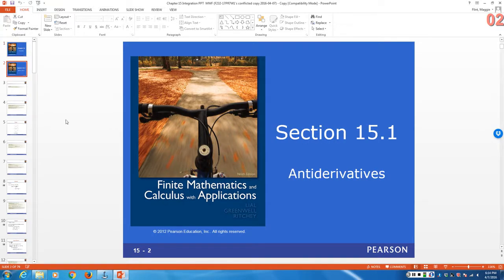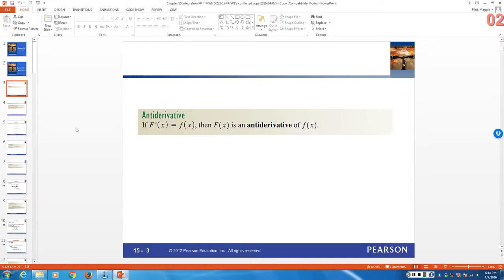First topic is antiderivatives themselves. This is what an antiderivative is. This is a math definition. Basically, in English, what this says is that if capital F prime is equal to some function, little f of x, then capital F of x is the antiderivative of f of x.